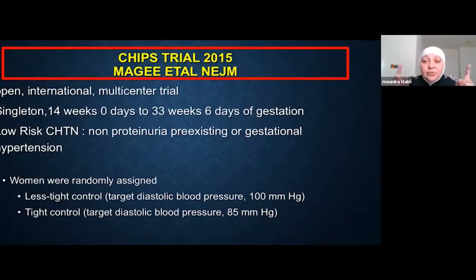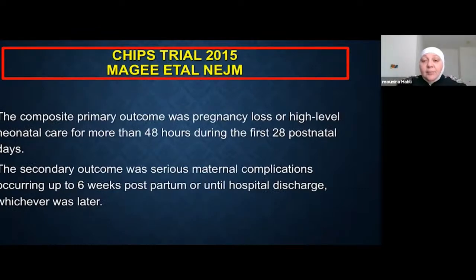Women were randomized to two groups: less tight, with target diastolic blood pressure less than 100 millimeters, and tight control, with target diastolic blood pressure less than 85 millimeters. The primary outcome was pregnancy loss or admission for high-level neonatal care for more than 48 hours during the first 28 days postnatally. Secondary outcome was serious maternal complications such as preeclampsia, blood transfusion, and C-sections, occurring up to 6 weeks postpartum or until hospital discharge, whichever was later.